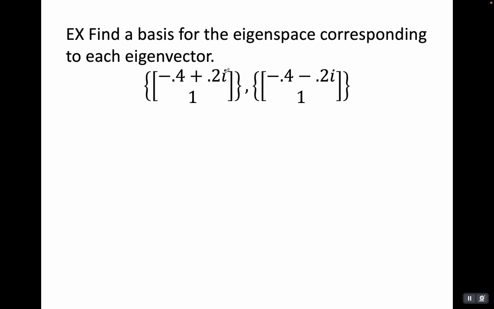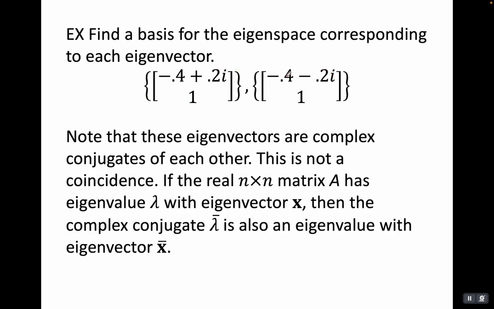Because we saw that lambda equals i had that eigenvector, and lambda equals -i had that as the eigenvector. It's not like we had two linearly independent eigenvectors. We just had one linearly independent eigenvector for each eigenvalue. So that's our basis. It just consists of one vector for each of the eigenvalues.